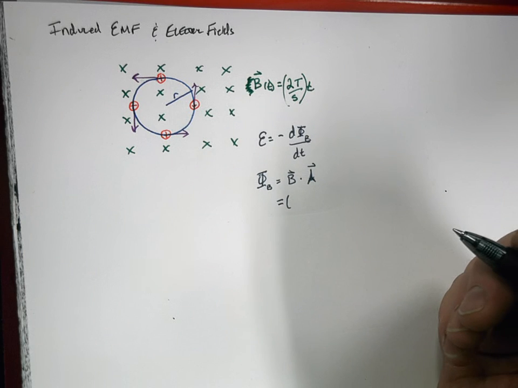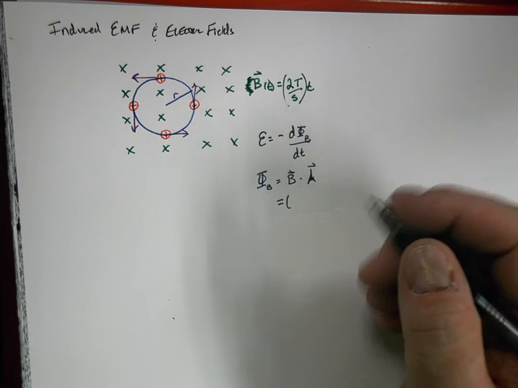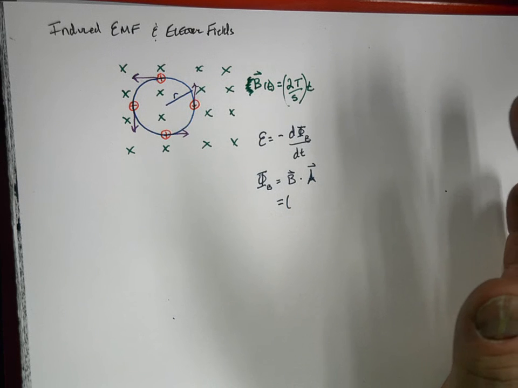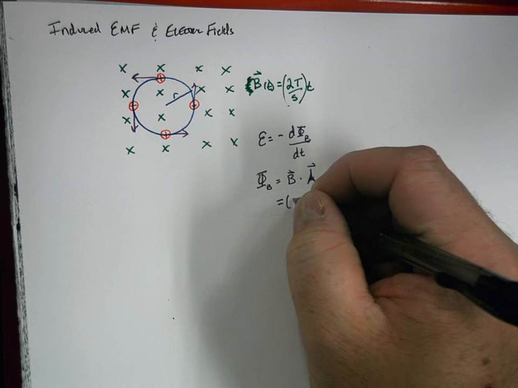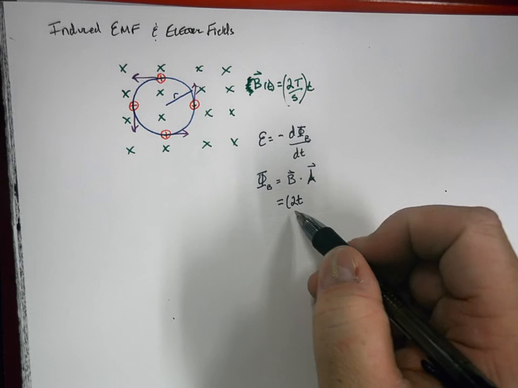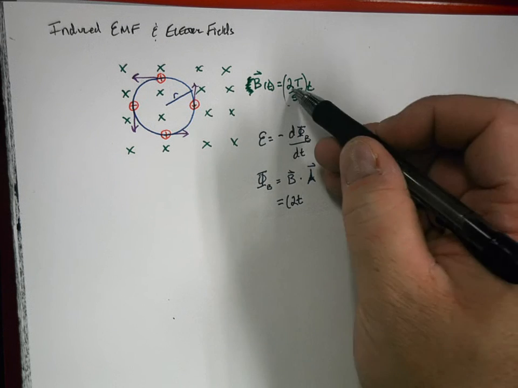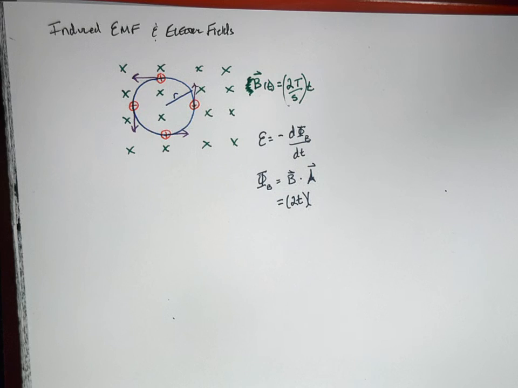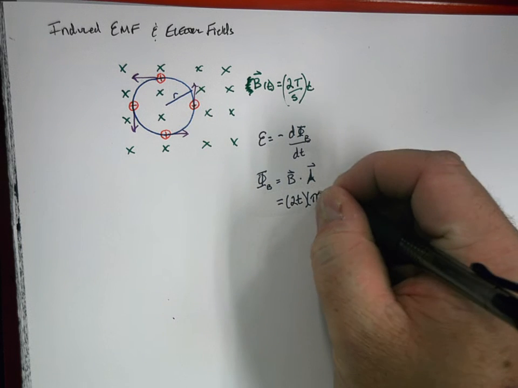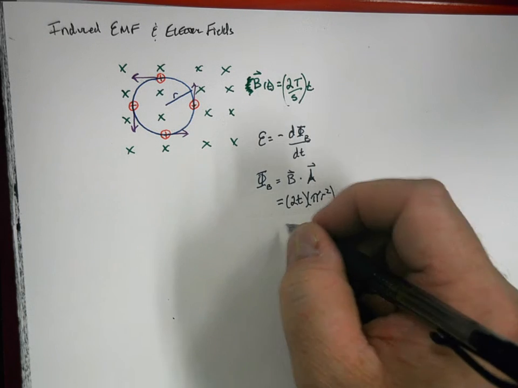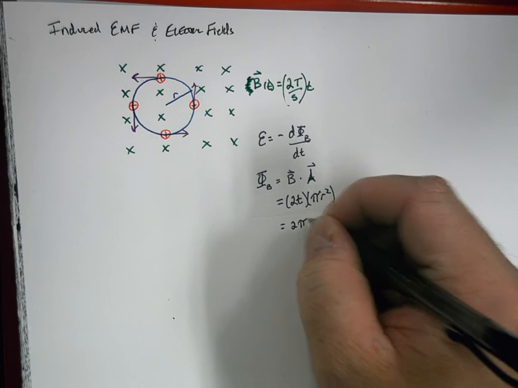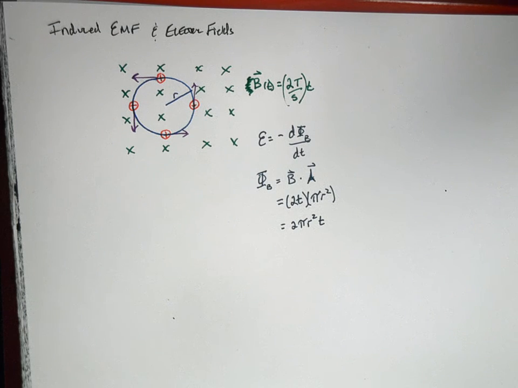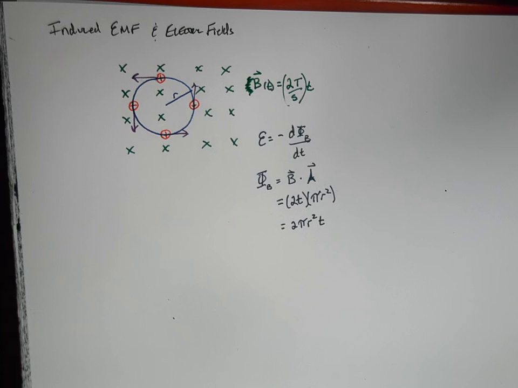Don't do this. Never drop the units on your test. I'm at the point where we've done all these lectures, I'm finally going to drop the units. Our field is 2t, times the area, but what's the area of this loop? Pi r squared. So our phi is equal to 2 pi r squared times time.